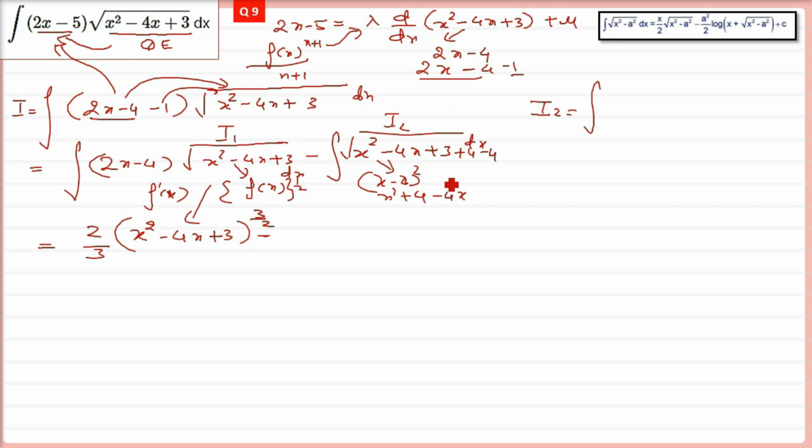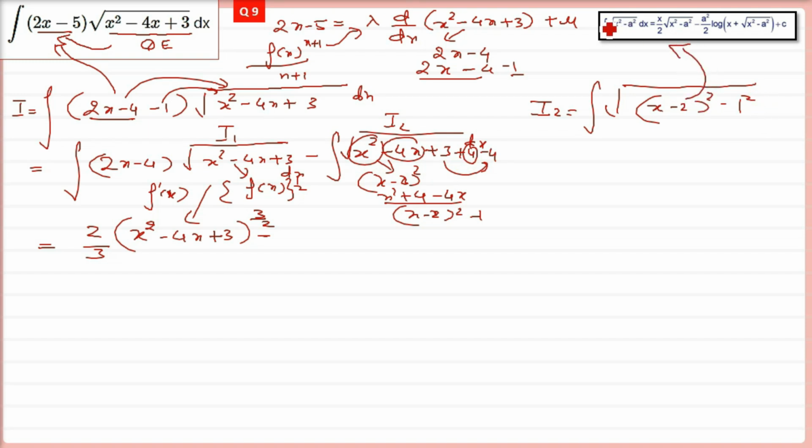So those things which are self-evident, you don't need to go to all the steps which we have discussed. That is the whole idea of solving this kind of question. So we have x square minus 4x plus 4 as x minus 2 whole square. Only 1 will remain, so it can always be written as 1 square. So we have x minus 2 whole square minus 1 whole square, and this is under root, and this is your integral. Now you can always use this formula under root x square minus a square, which is a standard result. So I'm writing I2, which is the second part of our integral.